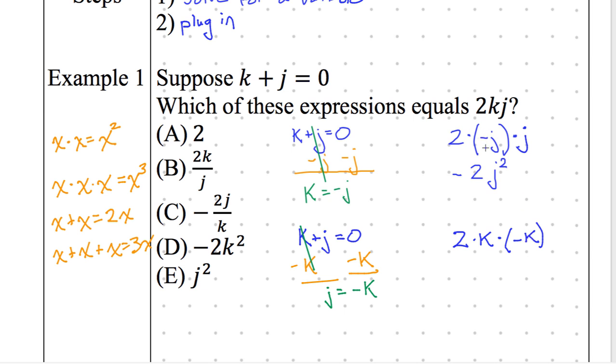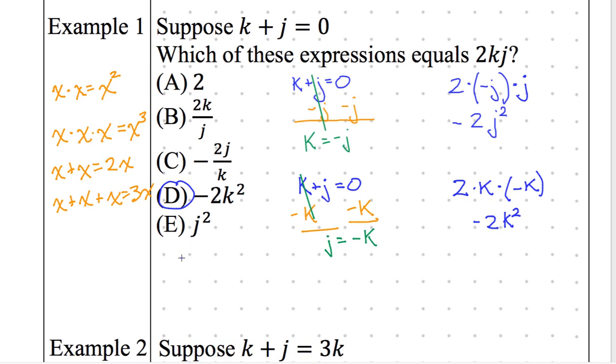Hey, it's very similar to our last problem. So k times k is k squared. I have a negative times a positive, so this is a negative. And I'm also having a 2. Negative 2k squared. Hey, look at that. Negative 2k squared. That's D, and that is the answer.